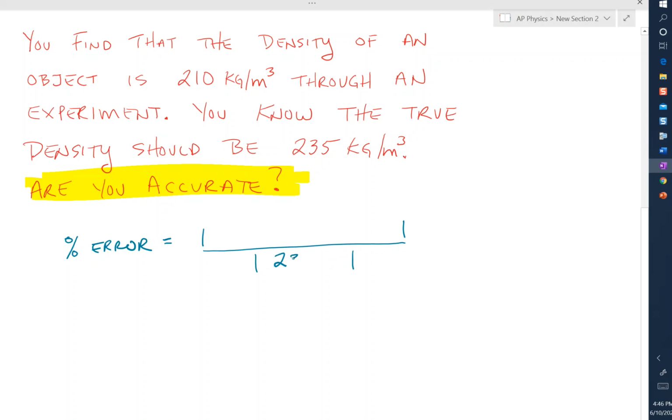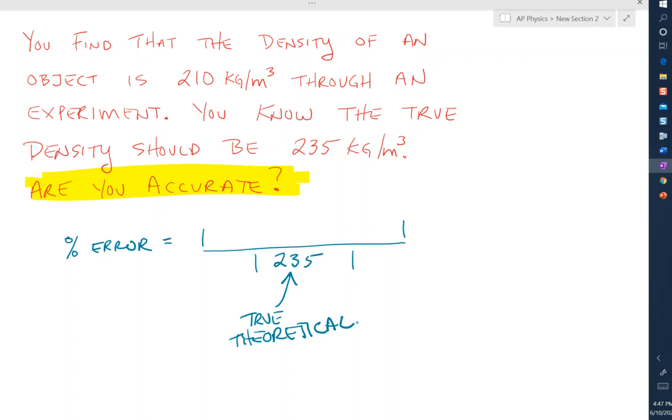So we put this right here, 235. You may look online and see that as the true value. They may say the theoretical value. That's the one that you know is correct. It's not what you did in the experiment. Somebody has found this before you. It's in a textbook, and you know what it should be.